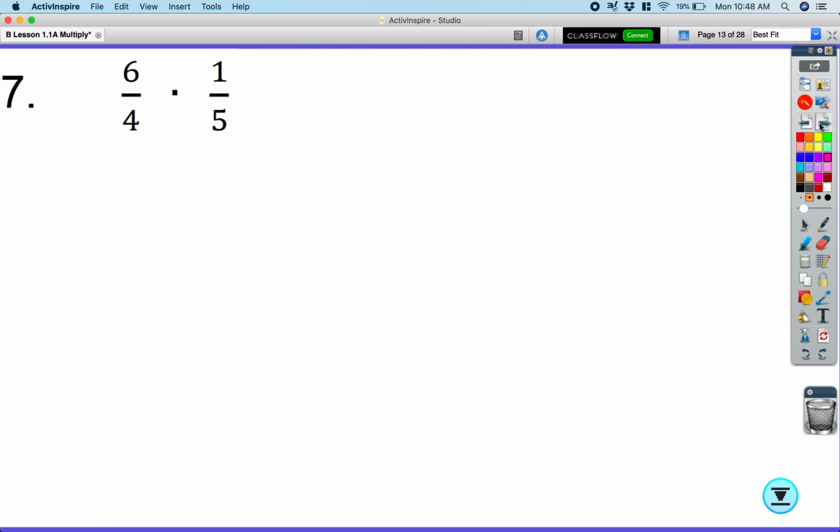Alright, so let's go ahead and we're just going to do a few of these together. When I look at this one, I'm just going to multiply straight across. This will give me 6 over 20, and I notice they're both even. We should know that all even numbers are divisible by 2. So this would give me a final answer of 3 over 10. Okay?